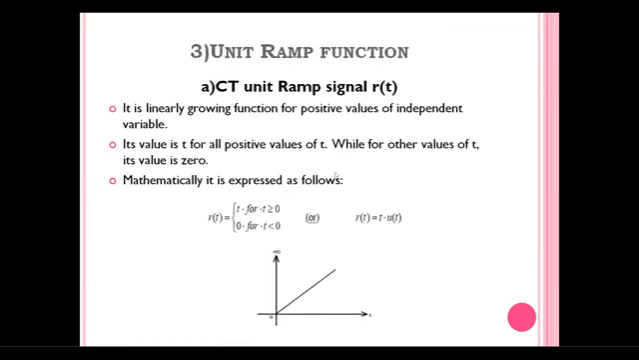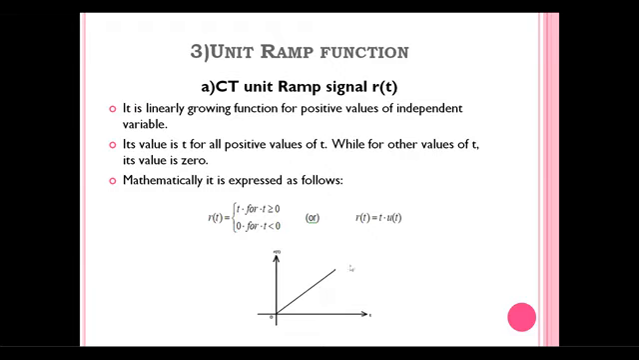The next one, the third standard signal, is the unit ramp signal. The ramp signal is denoted as R of t. In the ramp signal itself there are two types: continuous time ramp and discrete time ramp. The ramp signal is nothing but a linearly growing signal.